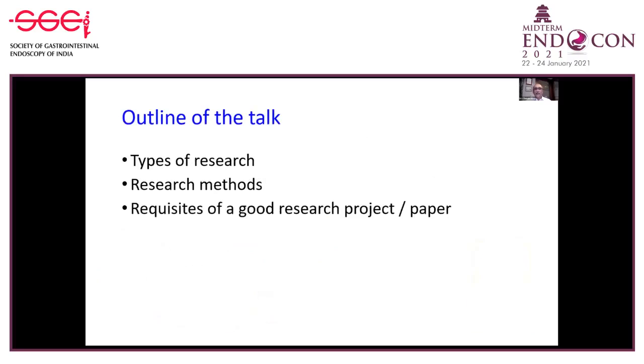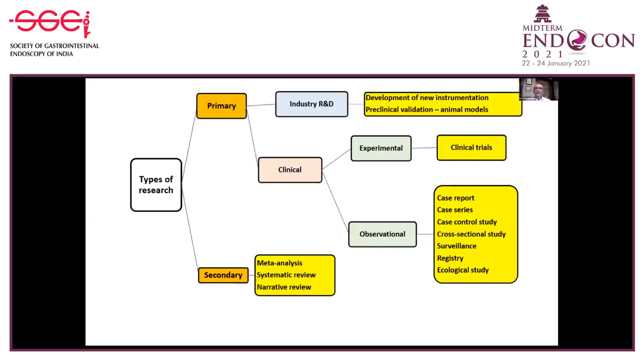During this talk, I will just outline the types of research that are possible. I'll tell you a little bit about research methods and tell you what the requisites of a good research project or paper are. So basically, when we look at research, you can say it is primary or secondary. Primary means you're generating or somebody is generating the data for you, one of your people.